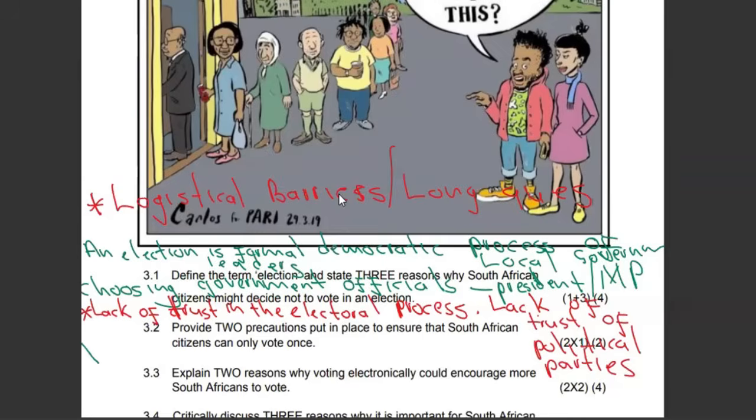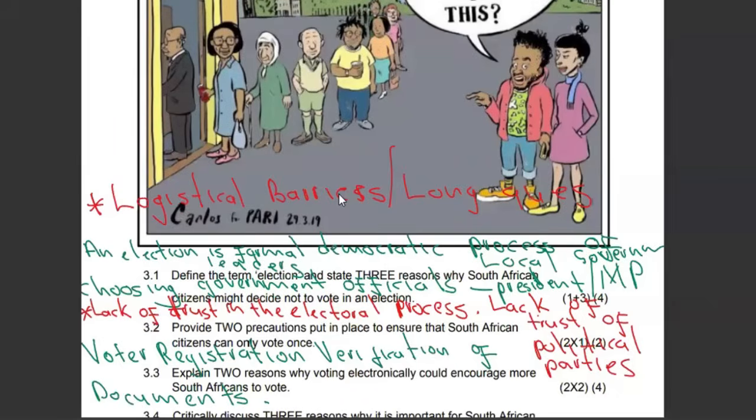So the first precaution is voter registration. There should be proper voter registration, which is coupled with verification of documents. Voters should be vetted or verified. Then you can also talk about voters' list and cross-checking. Voters' list and cross-checking is also important.